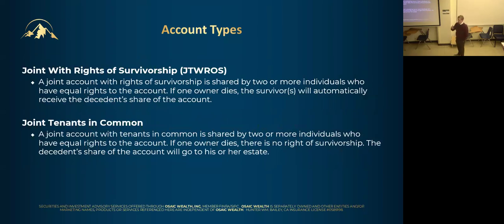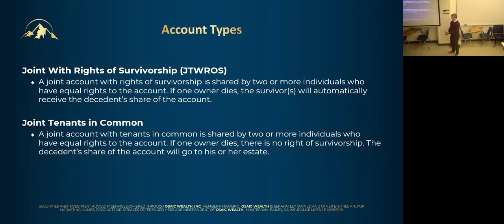Next, we have two types of joint accounts. Number one is the most common because it shares the same attributes across all states, and that's joint tenancy with rights of survivorship, or JTWROS, the abbreviation you're probably more familiar with. A right of survivorship basically says that the person who survives has the right to the rest of the assets. It's shared by two or more individuals who have equal rights to the account, so the account is split equally. If one owner dies, the survivor automatically receives the decedent's share of the account.